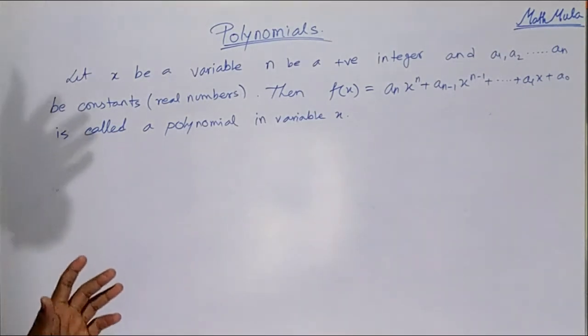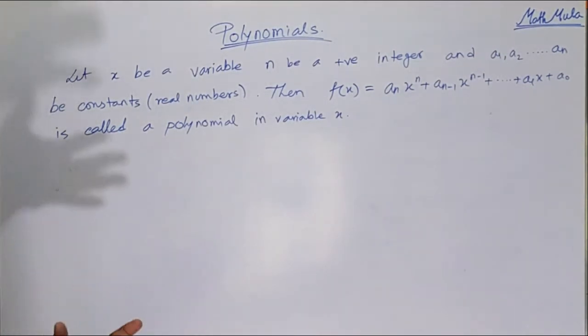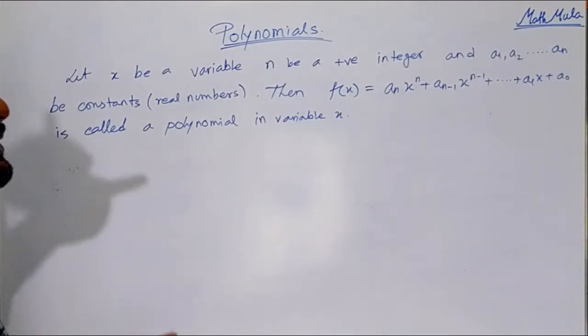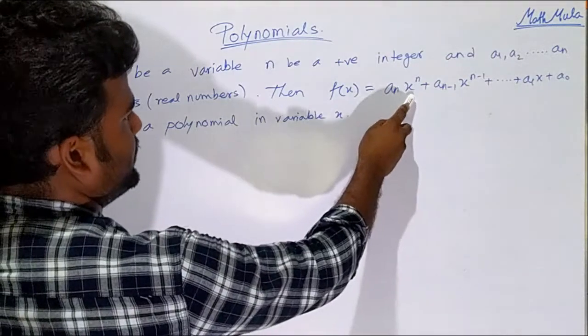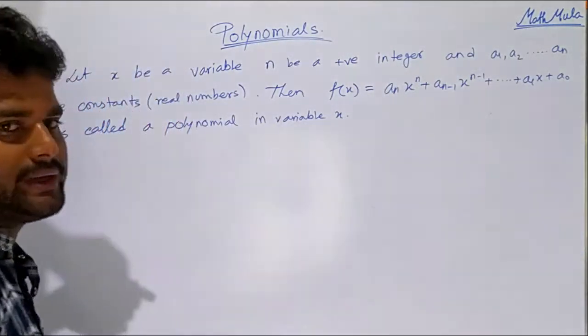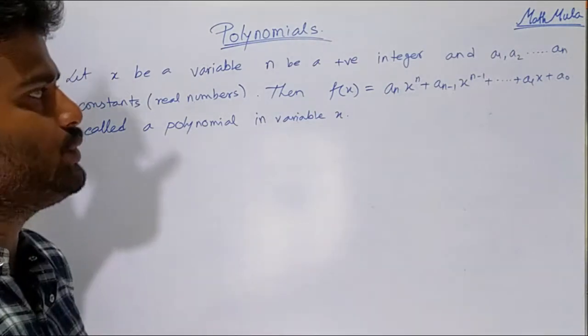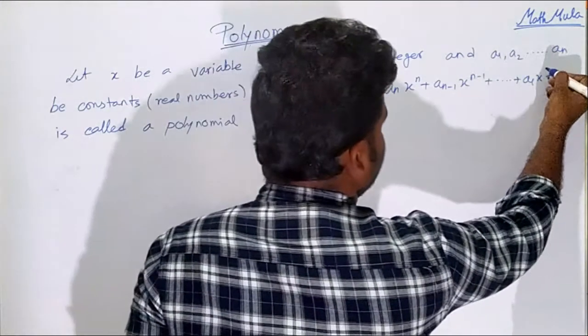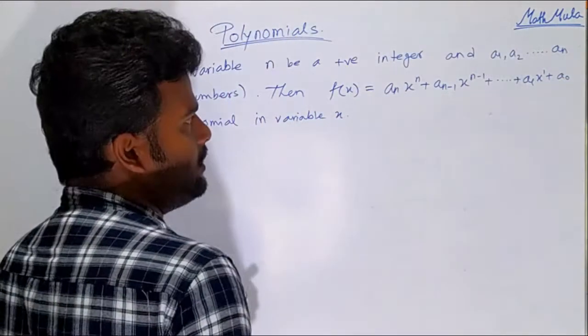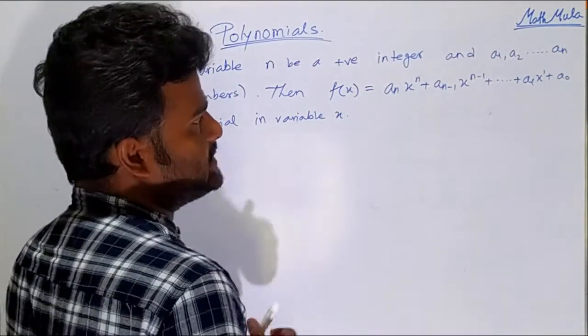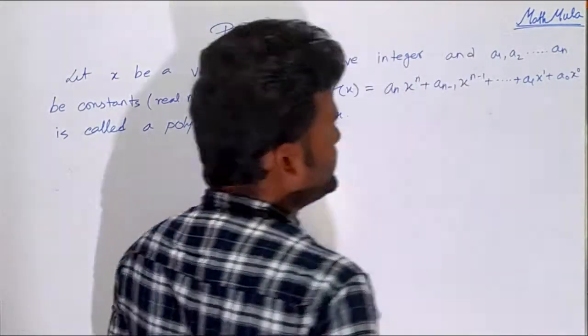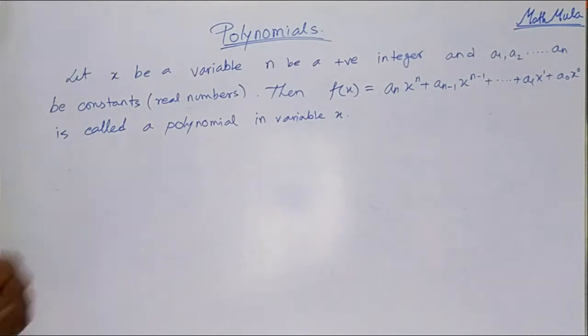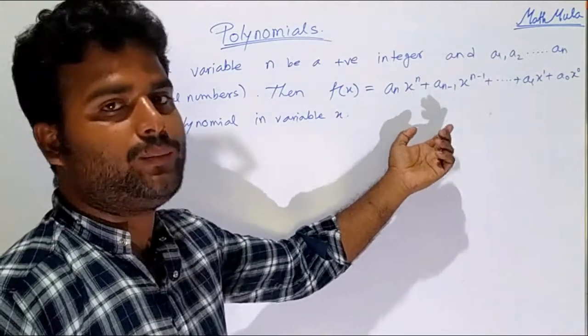Let x be a variable and n be a positive integer and a1, a2, an be constants in real numbers. Then f of x can be written as a suffix n into x to the power n plus a suffix n minus 1 into x to the power n minus 1 plus up to a1x. The x means the power is 1. Only x means power is 1. And then plus a0. a0 means there is x, the power is 0. Then this expression is called polynomial in variable x. And this is the general form of polynomial.